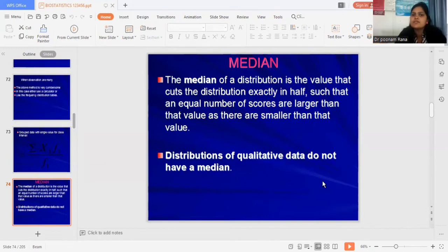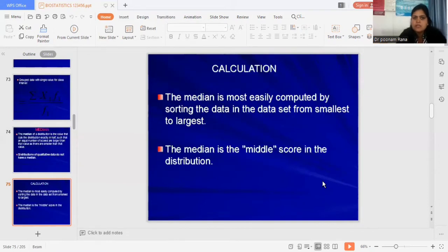See, the median of a distribution is the value that cuts the distribution exactly in half, such that an equal number of scores are larger than that value as there are smaller than that value. And how to calculate the median? The median is most easily computed by sorting the data in the data set from the smallest to the largest. So the median is the middle score in the distribution.